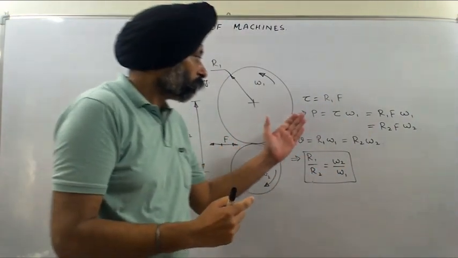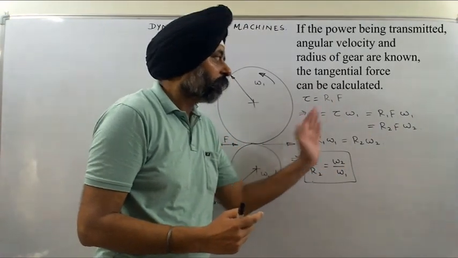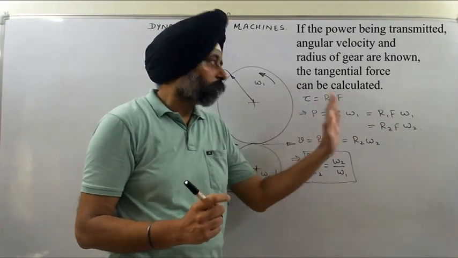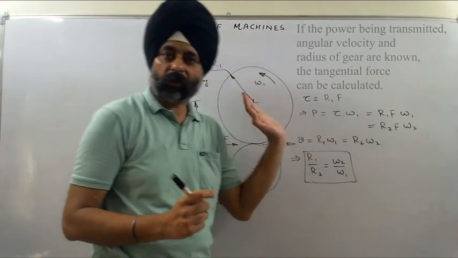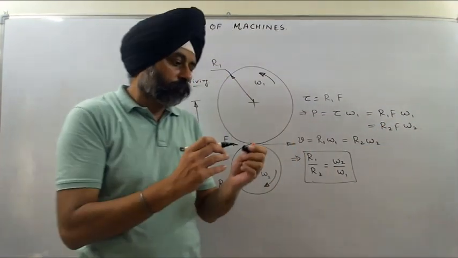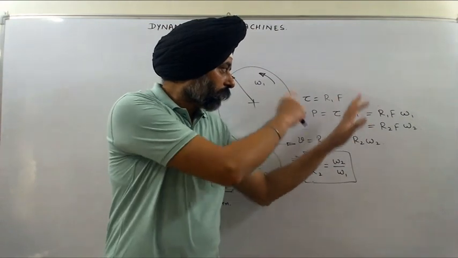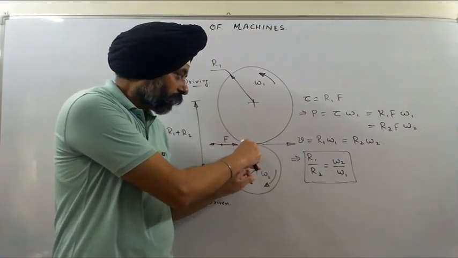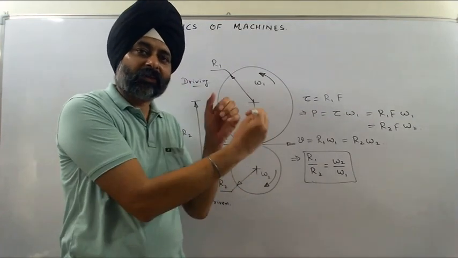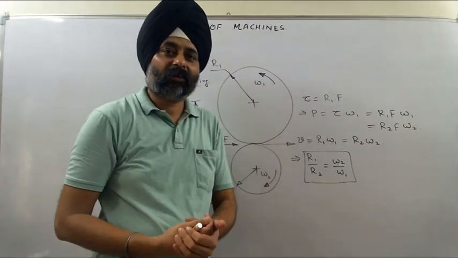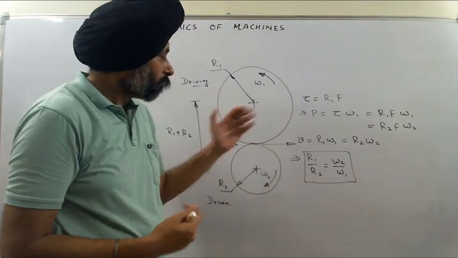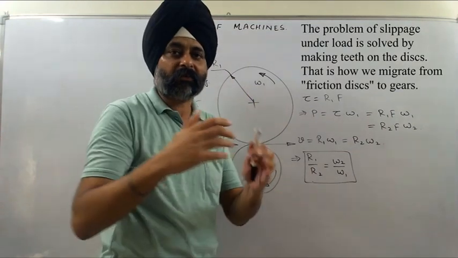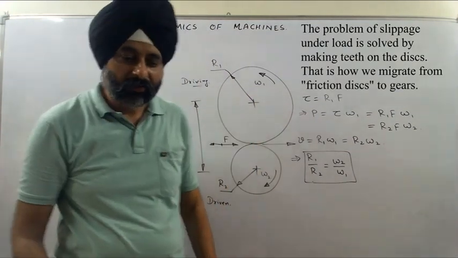So if we know how much power is being transmitted, and we know the radius and the angular velocity, we can straight away find out this force. So that was a small discourse. The idea here is that when this force is large, and because the frictional force is limited, these discs will tend to slip. Now to avoid slippage, we make teeth on these discs. That is the birth of gears. That is how the gears are born.